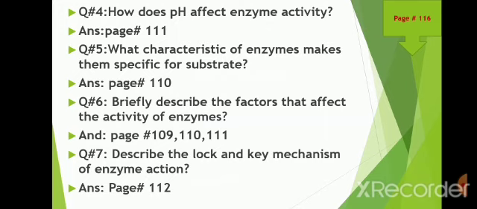Question number 6. Briefly describe the factors that affect the activity of enzymes. Answer is on page number 109, 110, 111. We have discussed all the three factors in detail, that is temperature, substrate concentration and pH. Question number 7. Describe the lock and key mechanism of enzyme action. Answer is on page number 112.